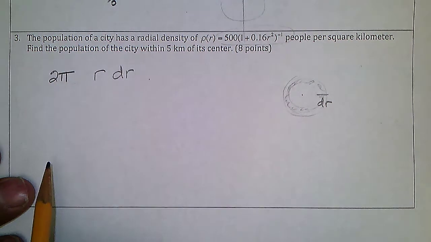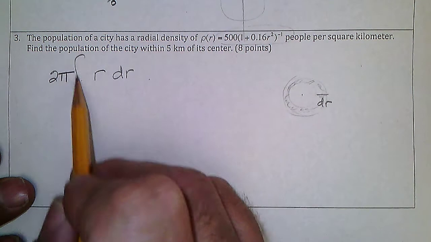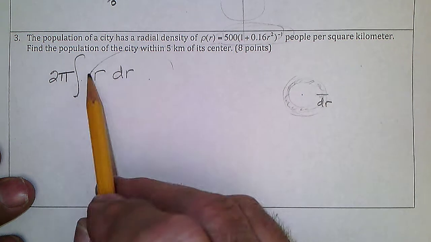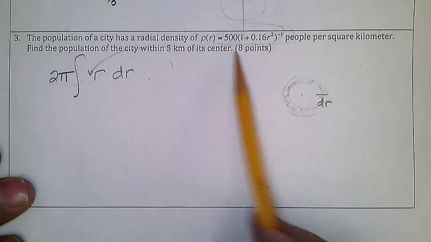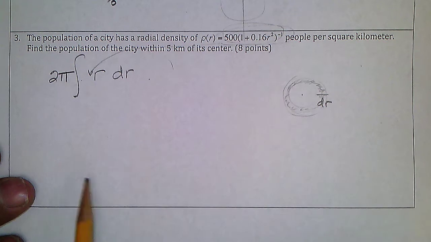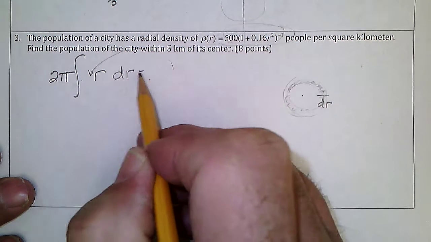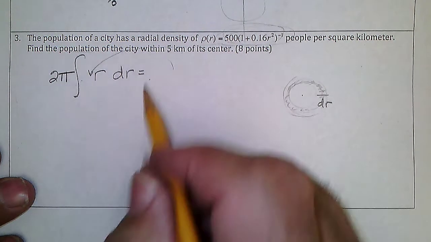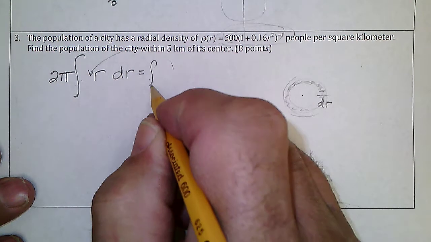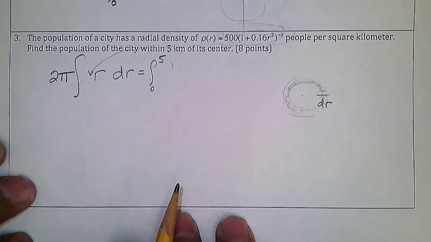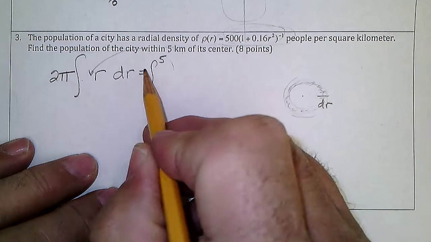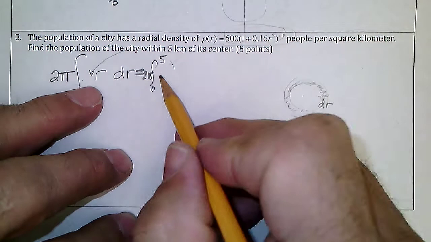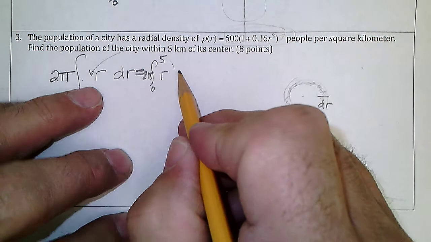So there's the area. But we have to multiply, so in here, we need to put the density function, the number of people per square kilometer on that area. So this becomes, and we're going to integrate this from within 5 kilometers, so from 0 to 5. And I forgot the 2 pi here. 2 pi r times the density.